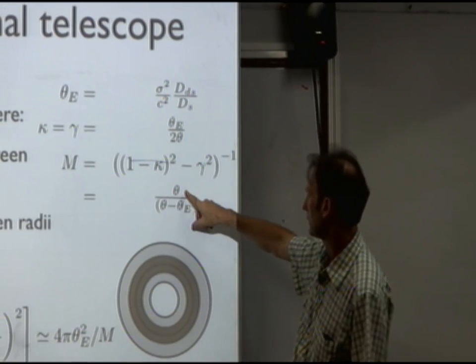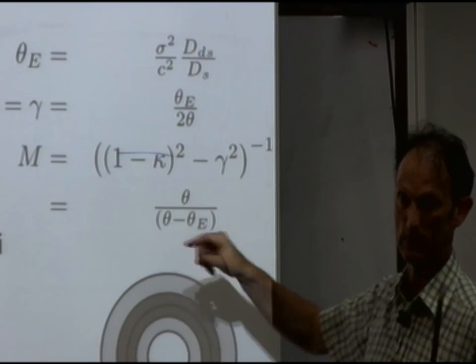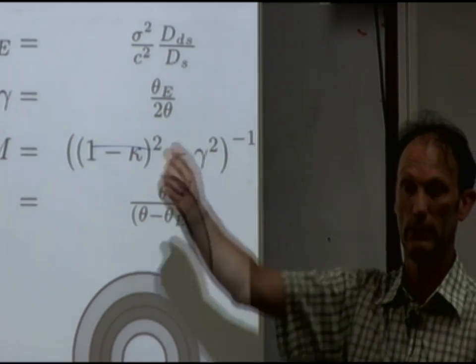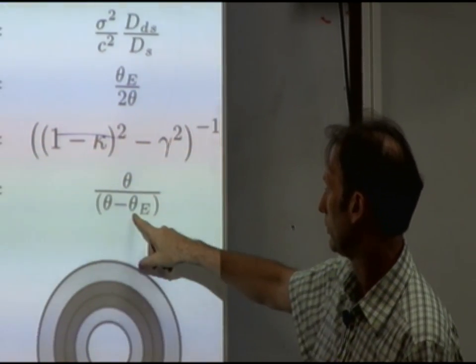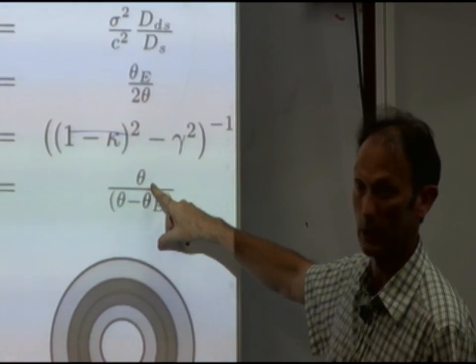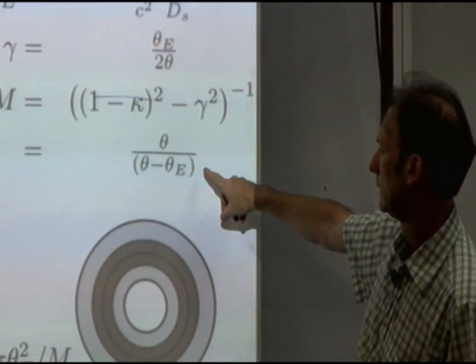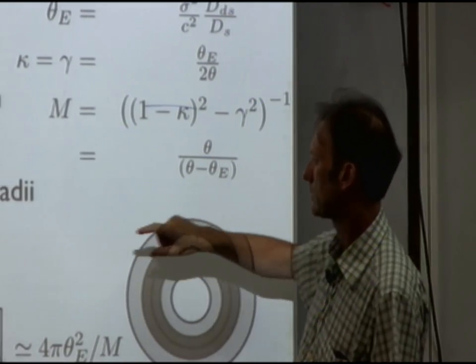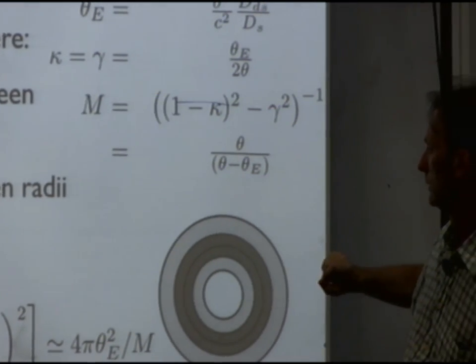So the magnification at the Einstein radius is infinite. That's what you expect. It's a critical curve, so you're stretching a small image into a ring all the way around. But at other places, the magnification can be large, but nevertheless, it's finite. For example, at a radius of twice the Einstein radius, or at a radius of 2/3 of the Einstein radius, the magnification is 2. And in between, it's going to be larger than 2.